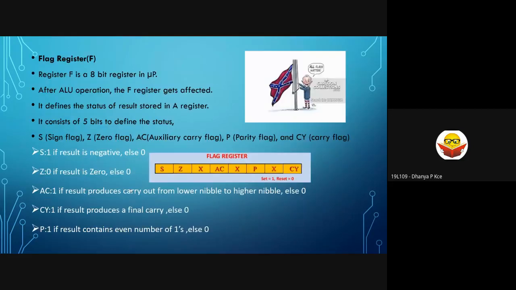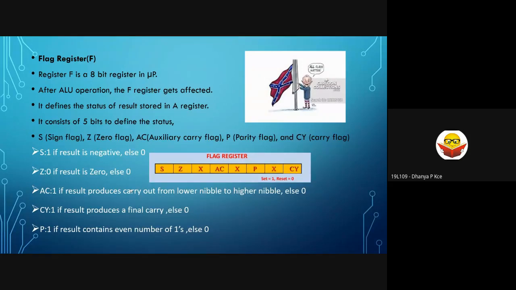Next, the flag register. It is also an 8-bit register, but what it does differently from the accumulator register is this: the accumulator register stores the data and fully does everything related to storage, and the flag register gives the status of those results which are stored in the accumulator register. During ALU operation, the two important registers which work day and night, 24 hours, are the accumulator register and the flag register. After ALU operation, the flag register, denoted as F, gets affected. It defines the status of the results stored in the A register.